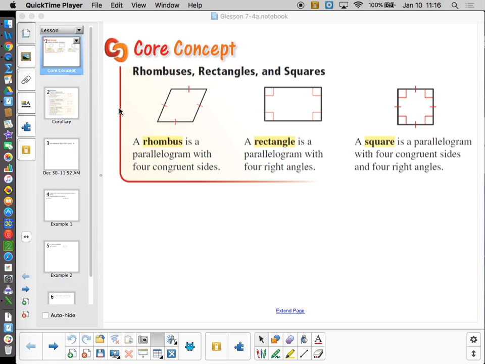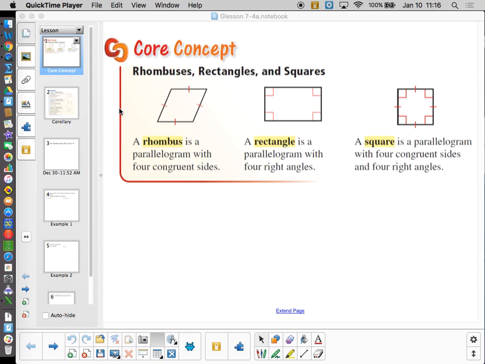Today we're going to be looking at special quadrilaterals, special parallelograms actually. So all of these shapes are going to be parallelograms. All the properties that we've learned for parallelograms are still going to apply, but now we're going to be specializing them. So the rhombus is a parallelogram with 4 congruent sides. So it is a parallelogram and all 4 sides are congruent.